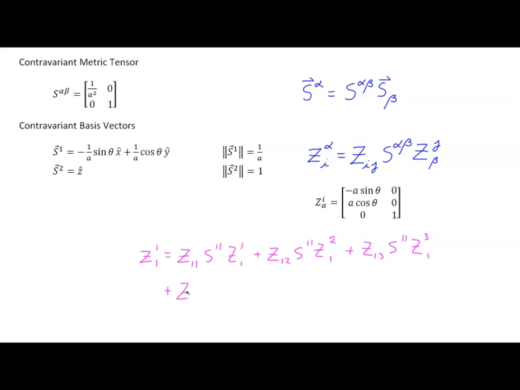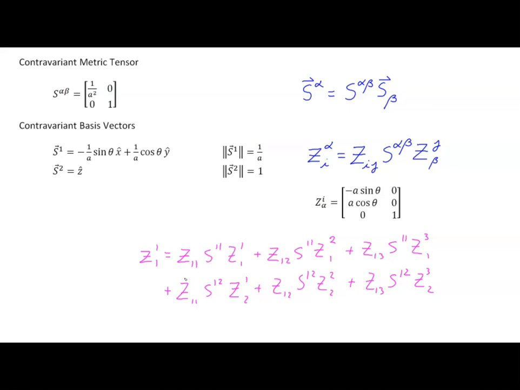So we'd have Z11 S12 times Z12 plus Z12 S12 Z22 plus Z13 S12 Z32. Okay, so for each value of J that can be 1 to 3, there are two values of beta that can be 1 or 2.